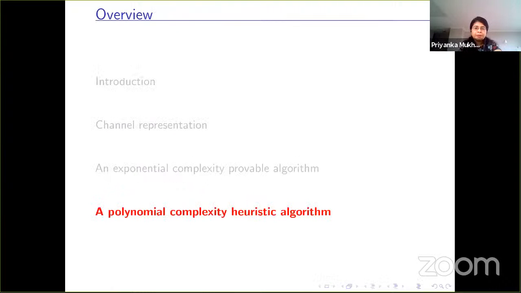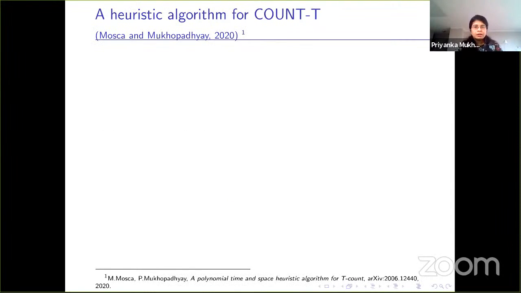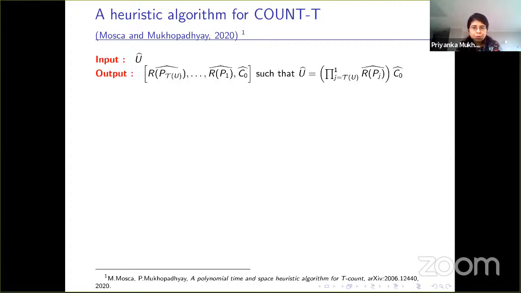So now I'll describe a polynomial complexity heuristic algorithm. The input of this algorithm is a channel representation of a unitary, and the output is the decomposition of this unitary, that is the RPs and the Cliffords, which arise in the decomposition of the unitary, okay?